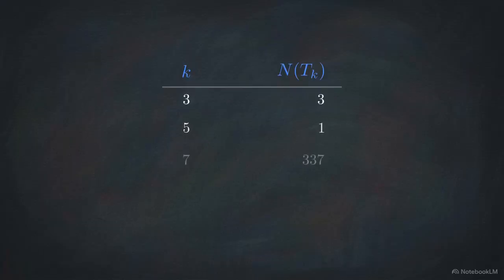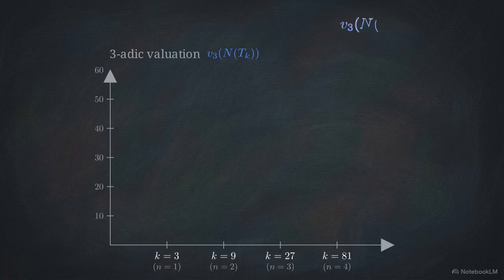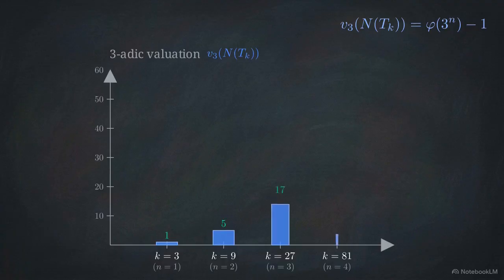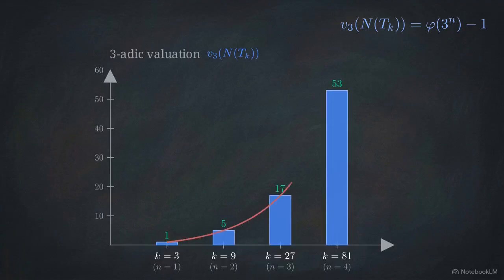These are the absolute field norms for the first few odd prime roots of unity. A pattern emerges at powers of 3: 9, 27, and 81. Their three-adic valuations grow by a precise formula, phi of 3 to the n minus 1. This matches the Iwasawa mu invariant, a fundamental number theory concept.